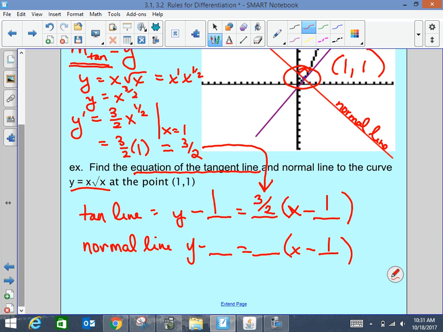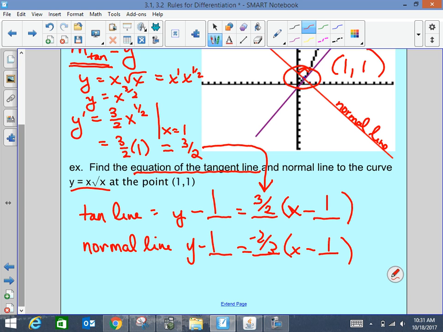Okay? So the only thing that changes on the normal line is the slope. And what's the slope? Negative 2/3. We are done with the tangent line equation and the normal line equation. Okay? So now that you know a normal line, you can do that problem.